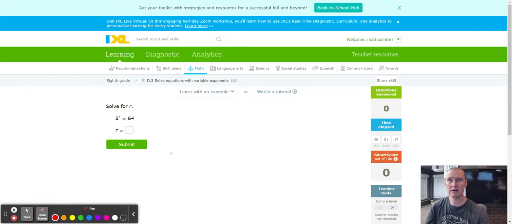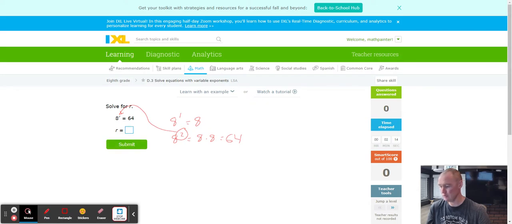All right, so what I'm going to do is I'm going to try this. I'm going to try 8 to the first power, but wait a minute, 8 to the first power is going to be equal to 8, which doesn't work. Now, what about 8 to the second power? 8 to the second power equals 8 times 8, and 8 times 8 is 64. So therefore, that second power is what we're going to be looking for r to make this equation true. So I'm going to go ahead and plug in 2 for r to make 8 times 8.